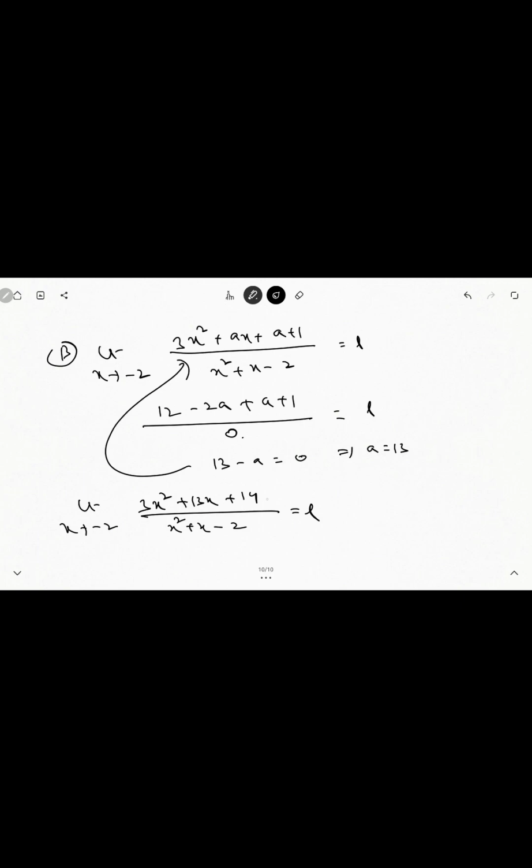Now it is very easy to find the limit. By applying L'Hopital's rule, you can do it. So find the value of L. Otherwise factorize it: (3x plus 7) into (x plus 2) by (x plus 2) into (x minus 1). Apply the limit there.